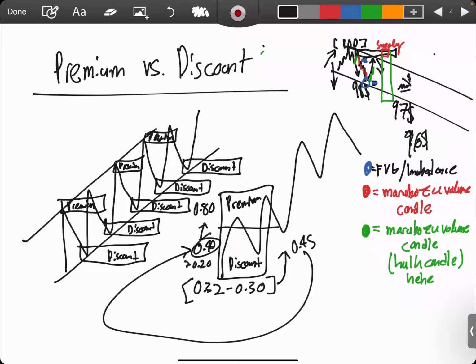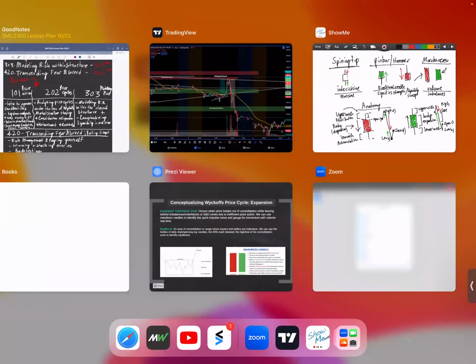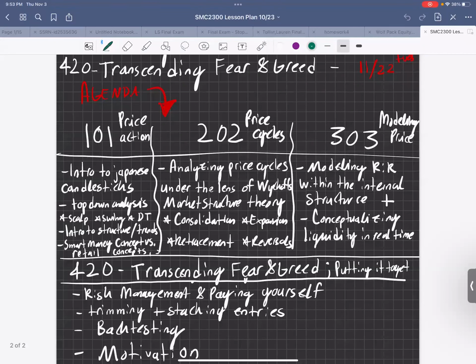But these are just some key tenets to be mindful of. During our next session, we will be talking about price cycles more advanced. So what we'll be doing is building upon the concepts that we learned today. We'll be analyzing the price cycles under the lens of Wyckoff's market structure, using consolidation, expansion, retracements, and reversals as a means of modeling our risk to rewards.